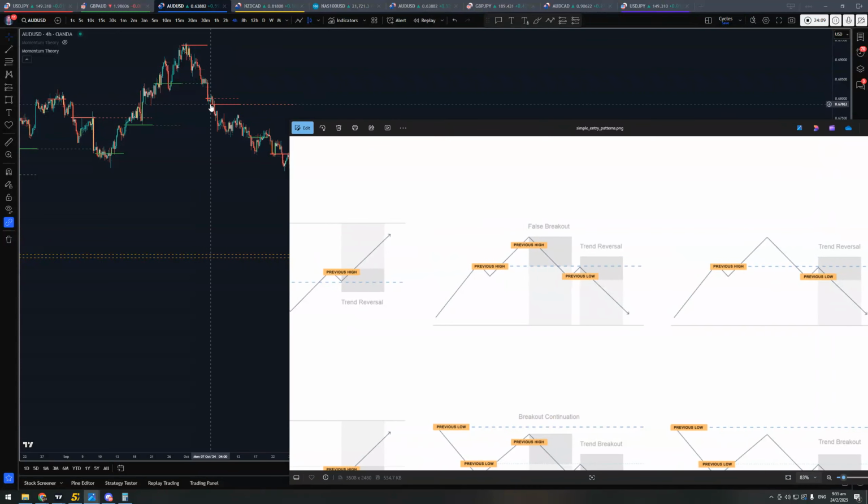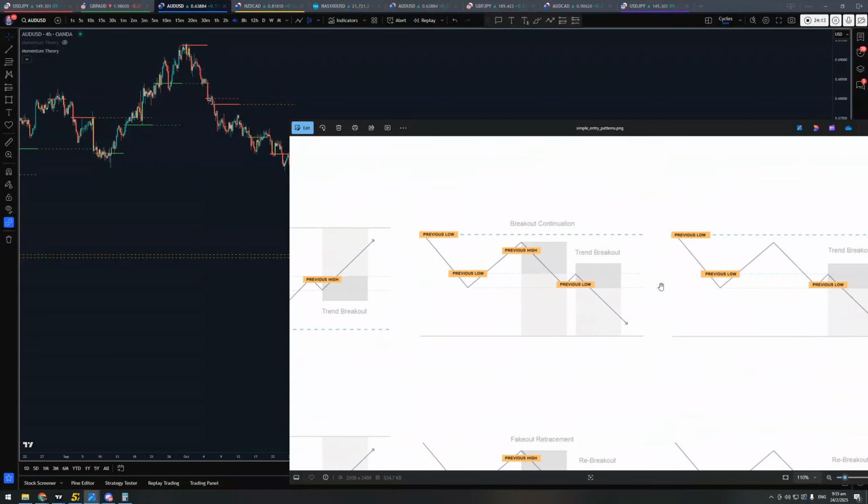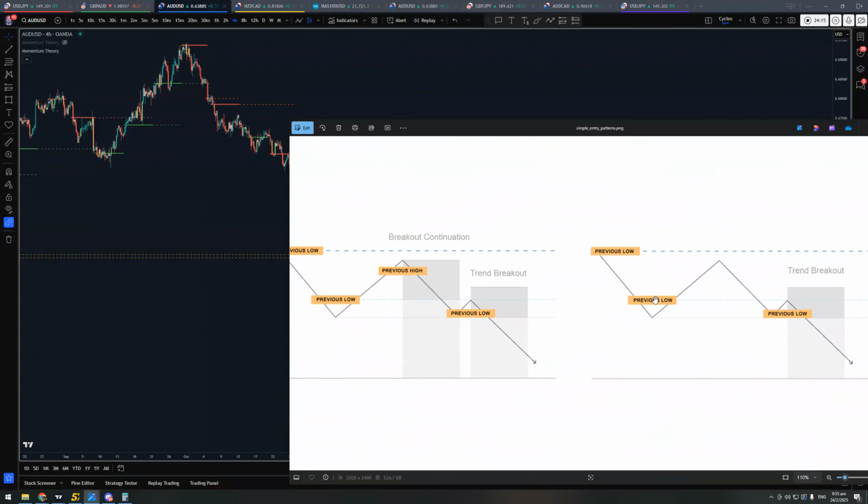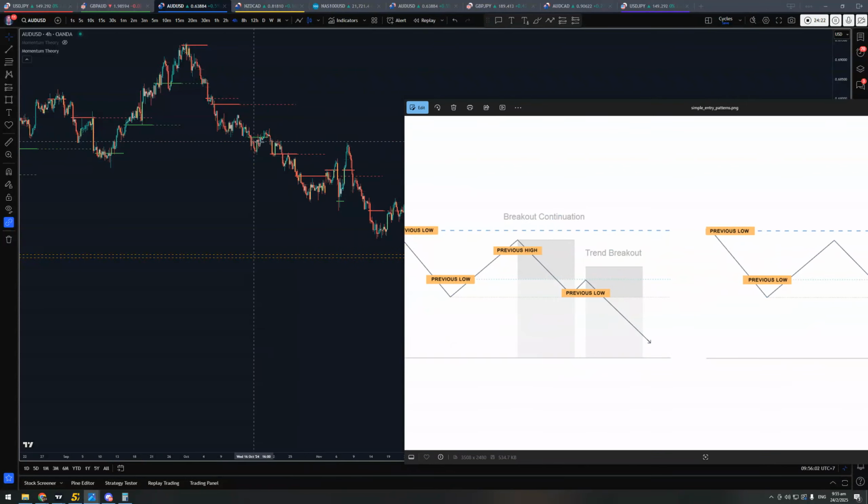Then you have another breakout breaking out below that breakout level. So these are the breakout continuation moves. Sometimes you get a fake out of low, sometimes you don't. If you don't, then it just becomes a trend breakout. And then over here, it continues on down. You have a trend breakout over here, continues on down.